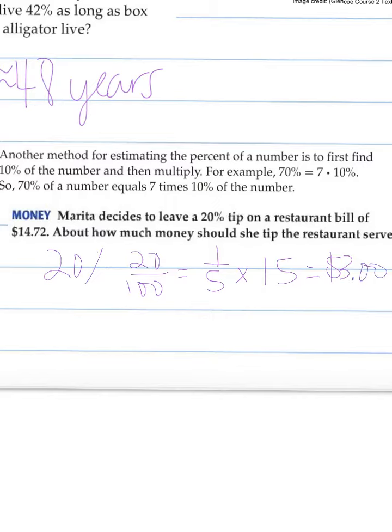Or the other way that we could do is to find 10% of it first. So we would find 10% of 15. Now for 10% of 15, like I said, you can multiply it by 0.1 or move the decimal over a spot, and that would tell us that 10% of 15 is $1.50.